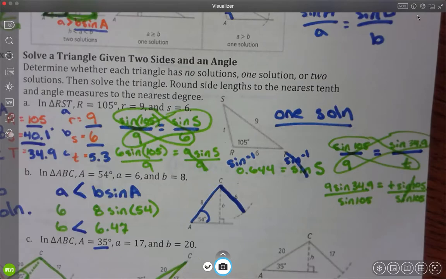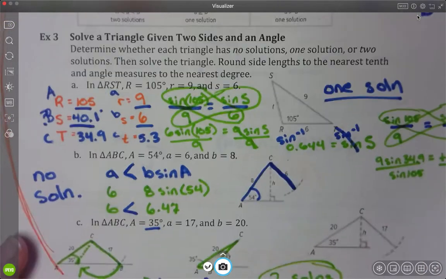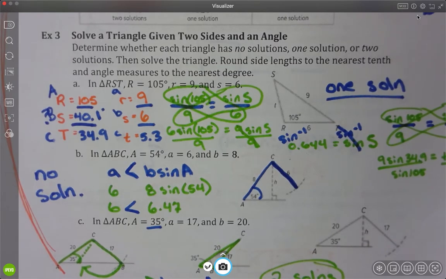So that is all for section 8.6. Next video we'll dive into 8.7, and I think that's going to get us about to the end of the chapter, okay?